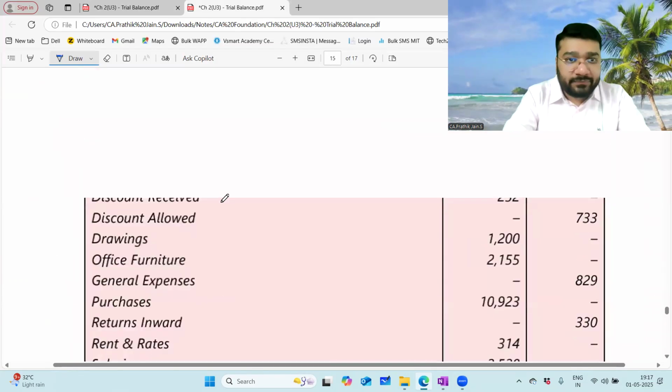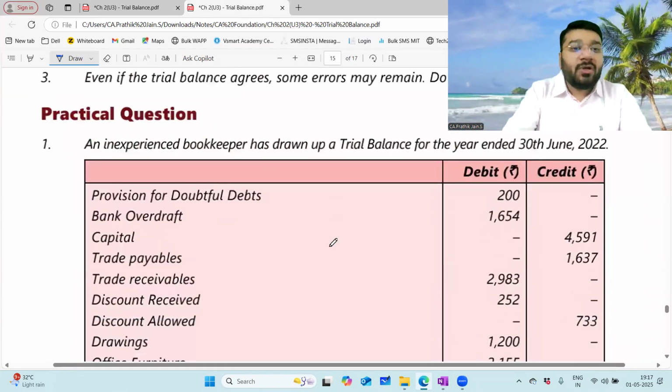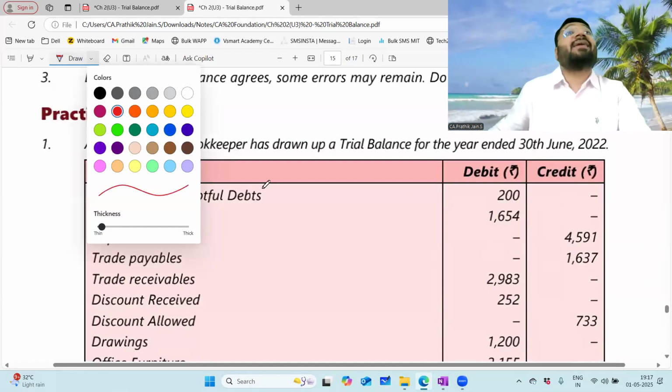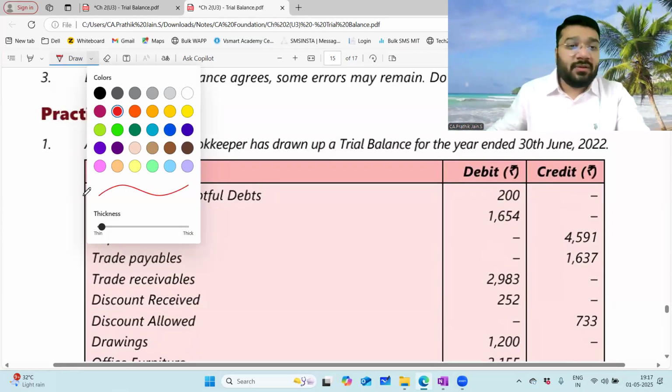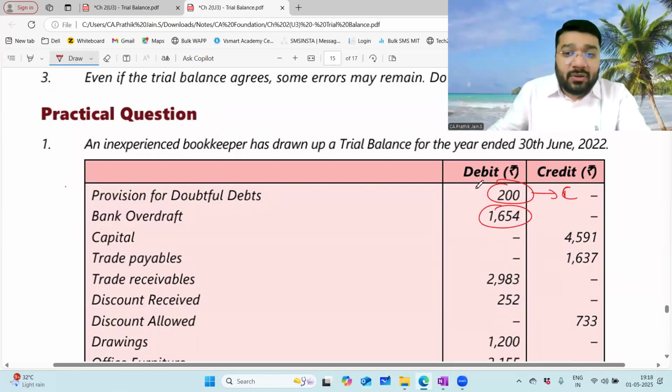Okay. Let's do this question. I'll just do it fast. Provision for doubtful debt, right or wrong? Provision is always a credit balance. Why is provision a credit balance? I'll discuss in depth when I do the final accounts. Wrong. This should come where? Credit side. Bank overdraft. Wrong. This should go to the credit side.